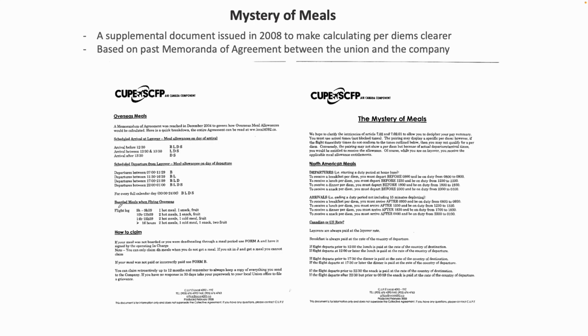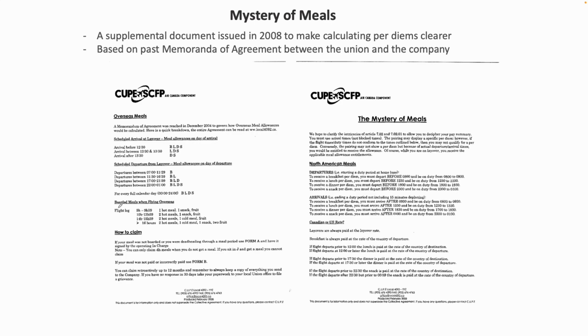The Mystery of Meals is a supplemental document that was issued in 2008 by our union for the purpose of clarifying some of the otherwise vague or unclear language regarding how to determine our per diems. This document is based on past memoranda of agreement between the union and the company.